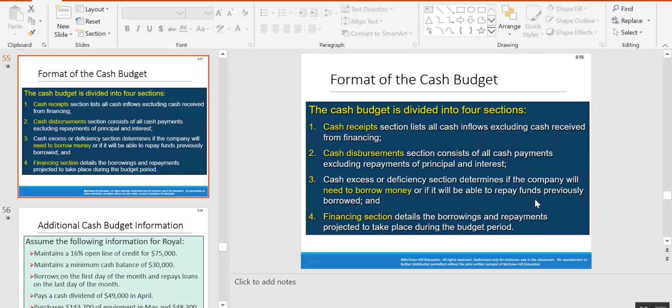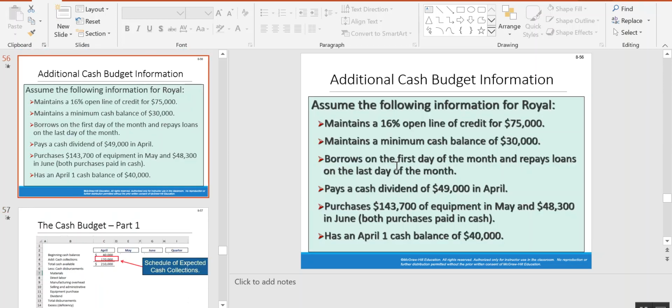So what we need to think about are cash receipts, what we're going to collect, that schedule of cash receipts, and cash disbursements, a schedule of what cash we're going to pay out. And then we're going to calculate a cash excess or surplus or deficiency and identify whether we need to borrow money. And then in the financing section, we're going to show what we do to cover the minimum balance we need to have. So here's some of the additional information they give us about this example.